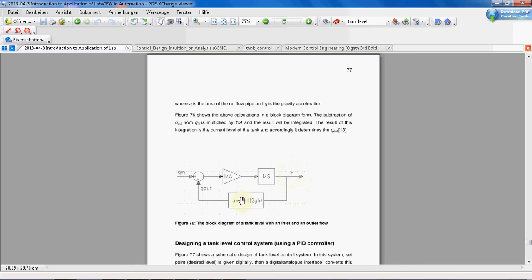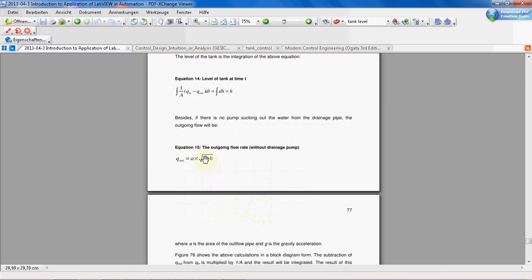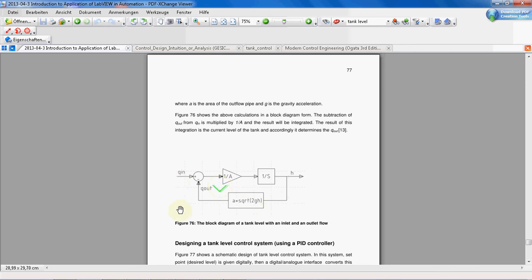And this is actually the point of this block diagram. The Q out, the flow rate of the outgoing water, is a function of H, and in feedback it goes back to the summation point, and we explained about that. A times the square root of 2gh is in fact this equation. We have it here. Okay, this is our tank.